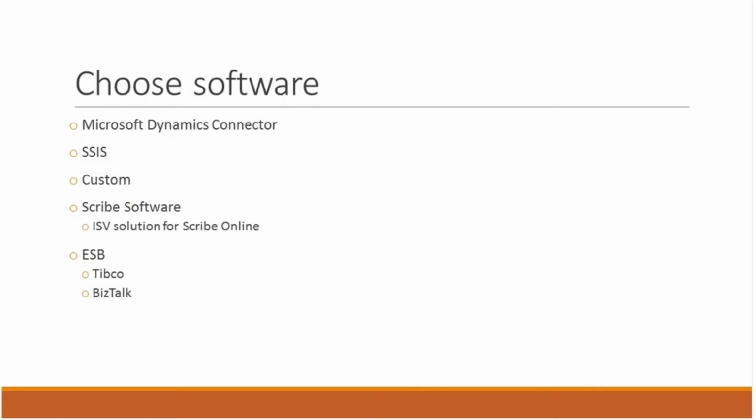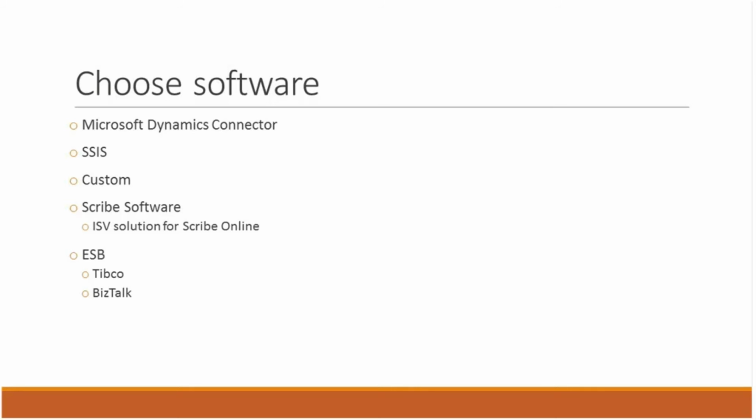Of course, the next step is to choose your software. From a CRM perspective, we have multiple choices. At the lowest level, you have the Microsoft Dynamics connector, which you could use for a simple and not too difficult integration. You have SSIS, which is part of SQL Server and is also nowadays often used. Of course, we can have a custom integration built with C# or another tool, Java, or whatever you would like to use.